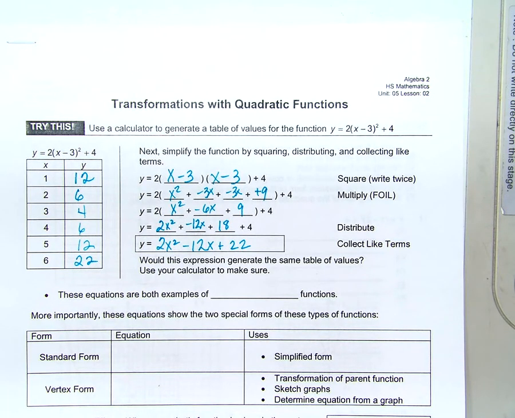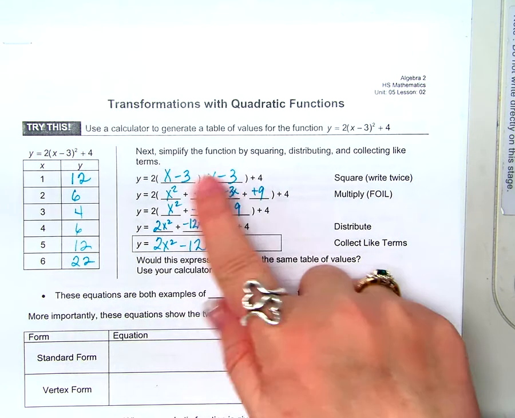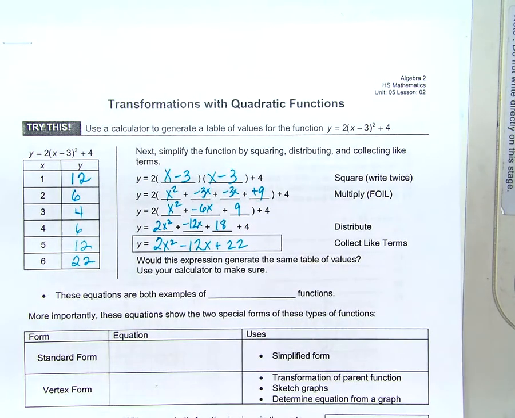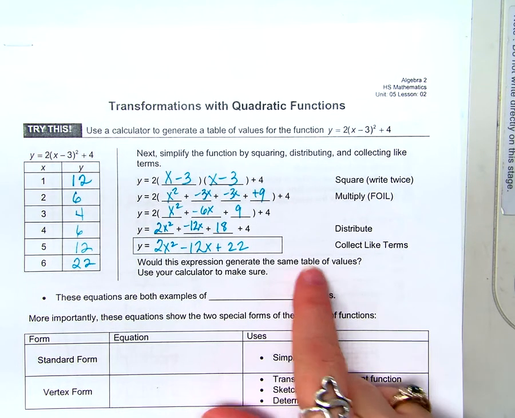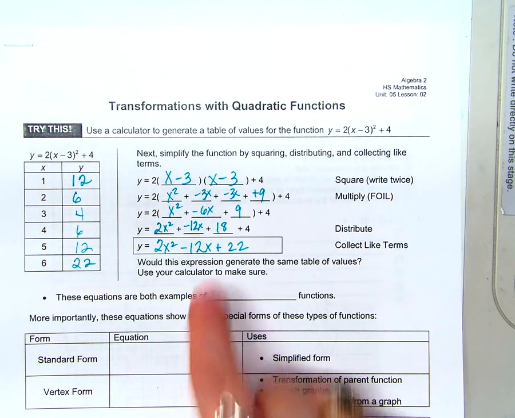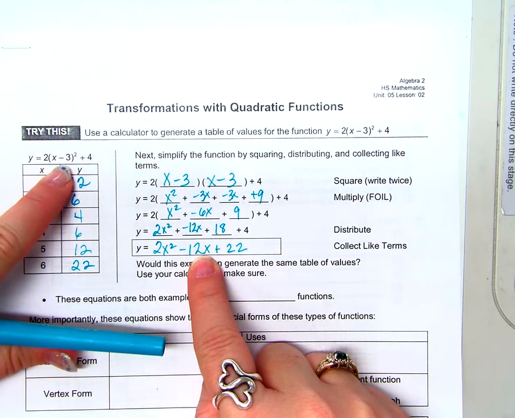Any questions? You guys with me? No. Okay. Where'd you get the 9? 3 times 3? Oh. Sorry, I didn't think I needed to go slow there because that's just distributive property. We've done that a lot recently. Yeah. My brain is scrambled. Would this expression generate the same table of values as this?